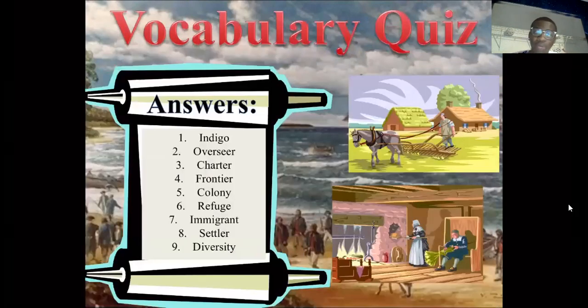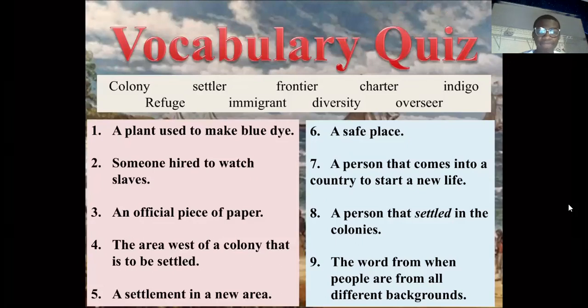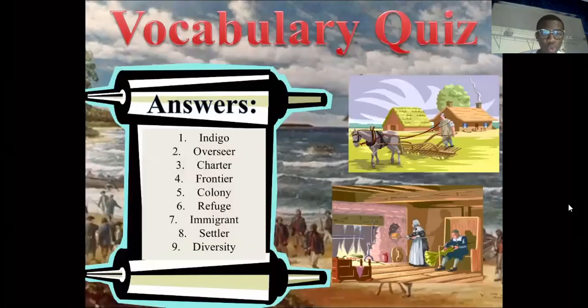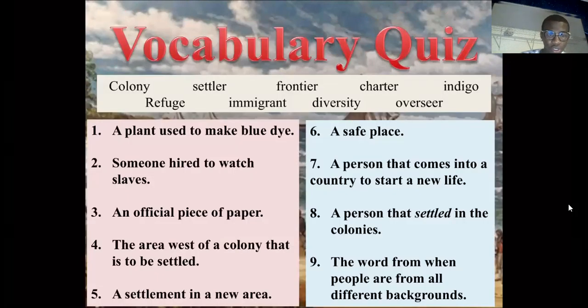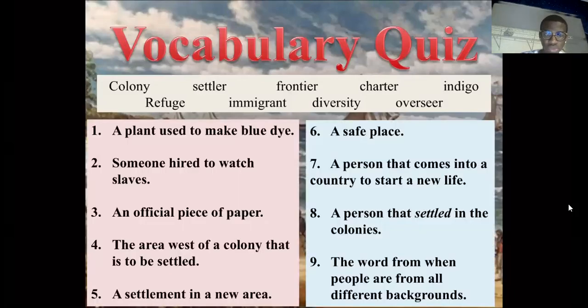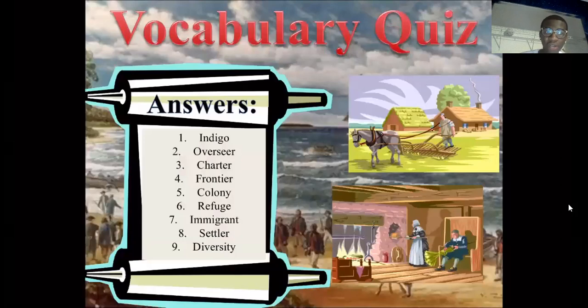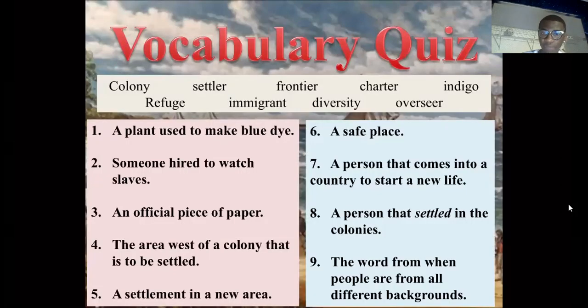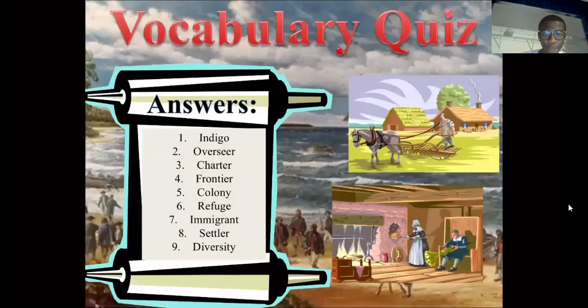Here we go. Number 1 was indigo and overseer. Number 3 and 4 was charter and frontier. Number 5 was colony, and number 6 was refuge. 7 and 8 was immigrant and settler. And number 9 was diversity.